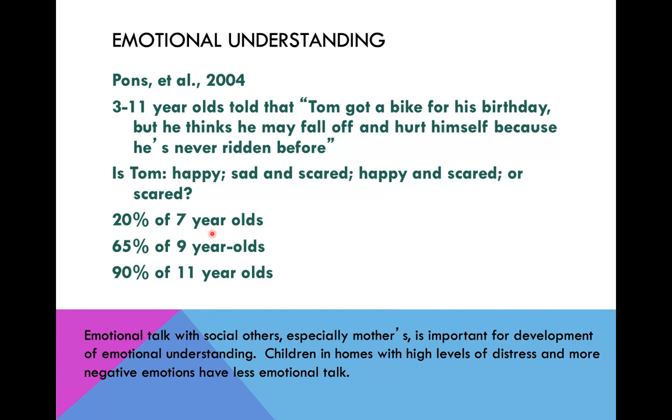But 20% of 7-year-olds, because this is a complex emotion, right? It's mixing happy and scared. Only 20% of 7-year-olds, but 65% of 9-year-olds and 90% of 11-year-olds were able to accurately justify that he's happy because he got a bike for his birthday, but he's scared because he's never ridden before. Or he's scared because he's never ridden before, and bikes are scary, right? Their justification also mattered.